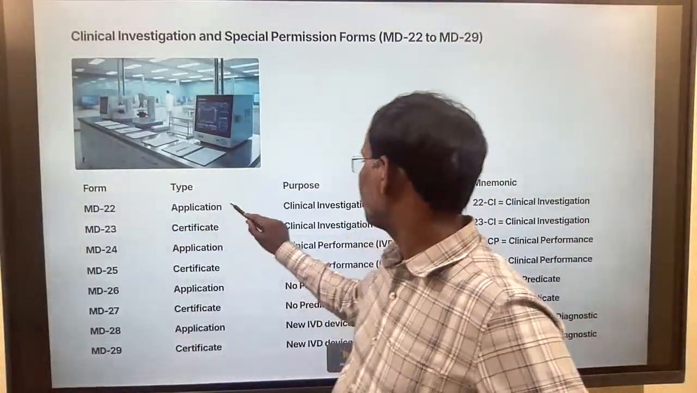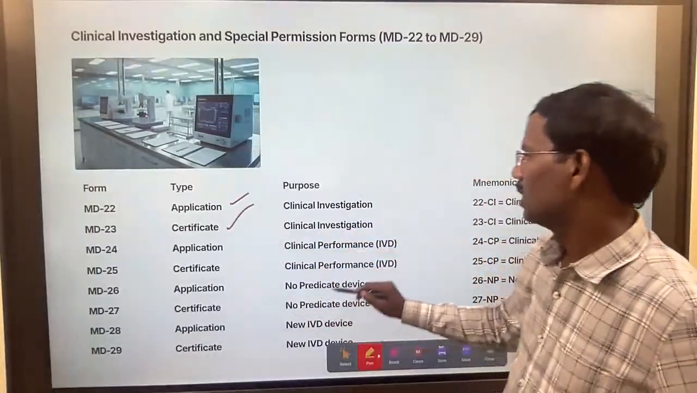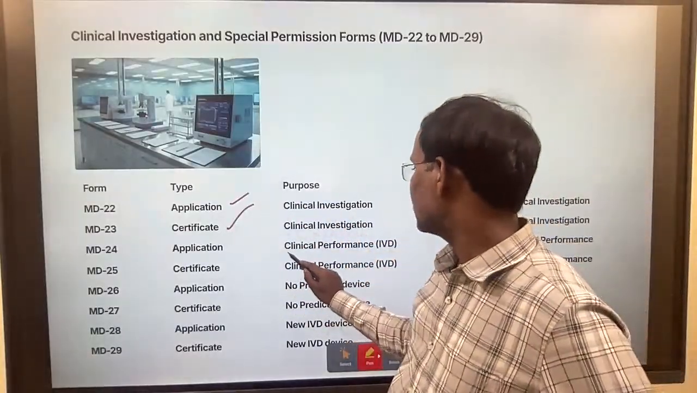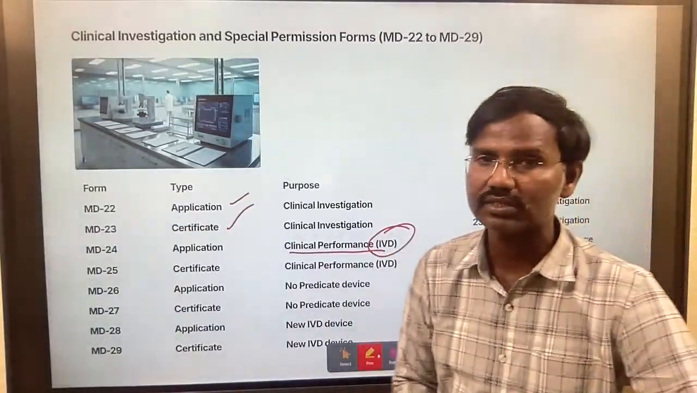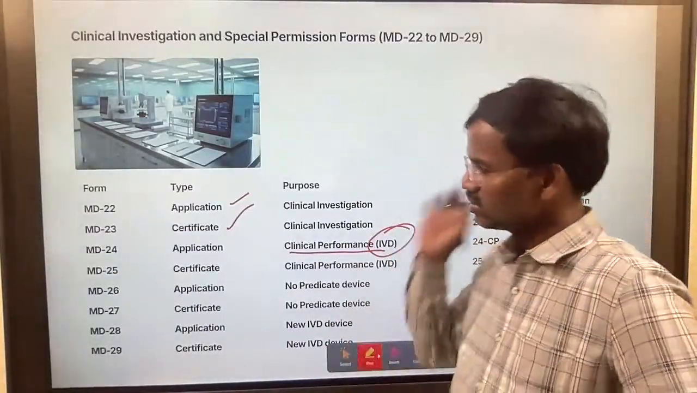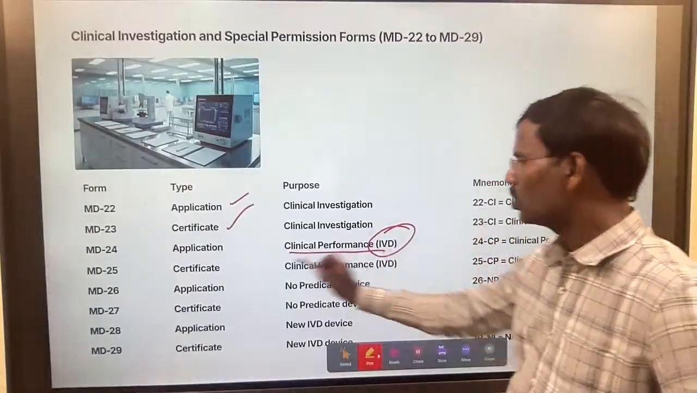MD22 talks about application for clinical investigation, and you will get the certificate in 23. Then MD24 talks about clinical performance, that is for devices, in vitro diagnostic devices. That is for MD24, and you will get the license in 25.